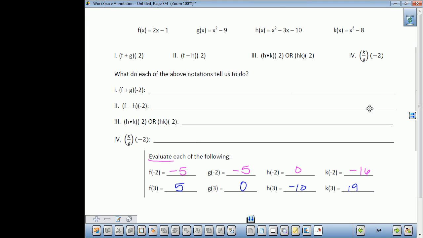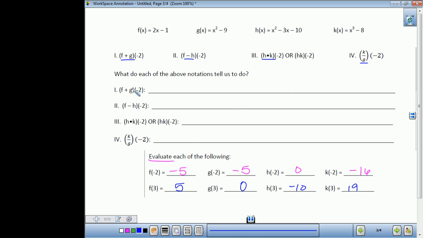So let's take a look at this. Now, these are interesting ideas. This says add the two functions. Well, we know how to add polynomials. Add like terms. This says subtract the two functions. We know how to do that. This says multiply the two functions. We know how to do that. And this says divide. We know how to add, subtract, multiply, and divide.